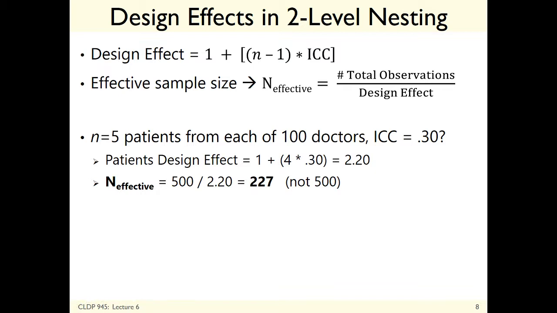227 people is the amount of independent information I have. So that means if I were interested in studying patients, I don't care at all about doctors, but I have to get multiple doctors' worth of patients to get enough people, and I run a power analysis that says I need 227 people in my study. If this is my sampling plan, I've got to go out and get 500 instead.